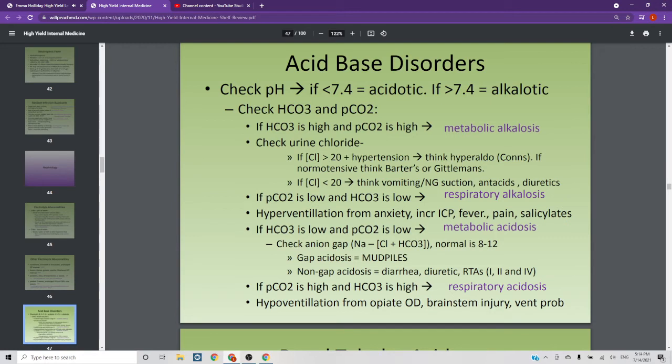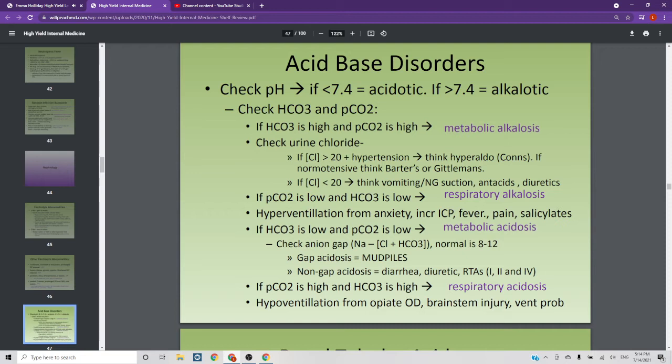And then non-gap metabolic acidoses, there are fewer causes there. Diarrhea and diabetic use are the main ones. And then those silly renal tubular acidoses. Anybody else have a hard time with those? Me too. I got a slide on them coming up. And then PCO2 is high and bicarb is high. That's a respiratory acidosis. Hypoventilation is the overwhelming cause of that.